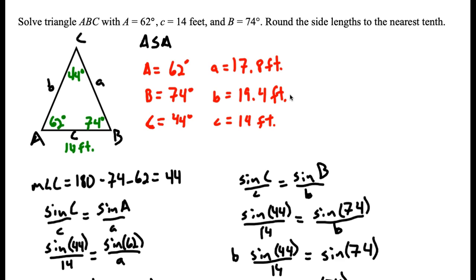Right now, one real quick way to make sure that the answers make sense, if you remember back to geometry, the longest side should be opposite the largest angle. So angle B is the largest angle here, it's 74 degrees. That means the longest side should be opposite that, and it is. Also, then, the smallest angle should be opposite the shortest side, and that is also true.